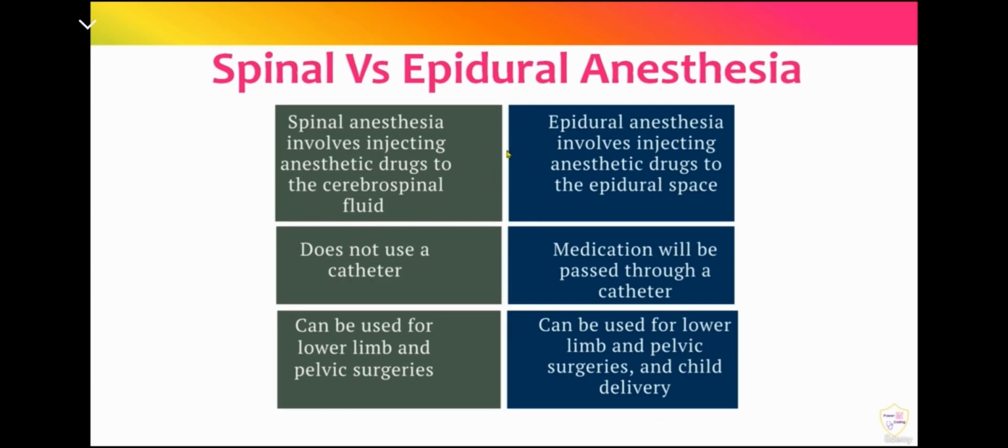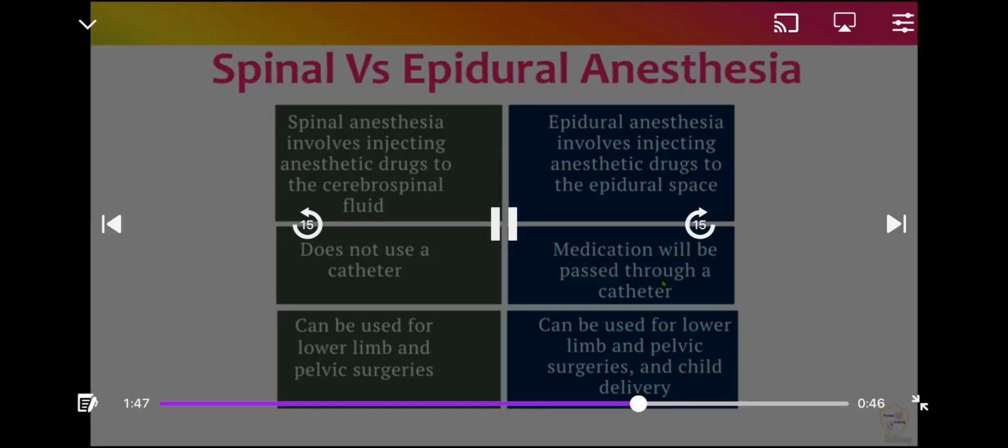Spinal doesn't use any catheter, while in epidural anesthesia, the medication will be passed through catheters. Remember, we saw a plastic catheter in that particular figure. It's a very tiny catheter, and it is used to give all kinds of anesthetic agents.